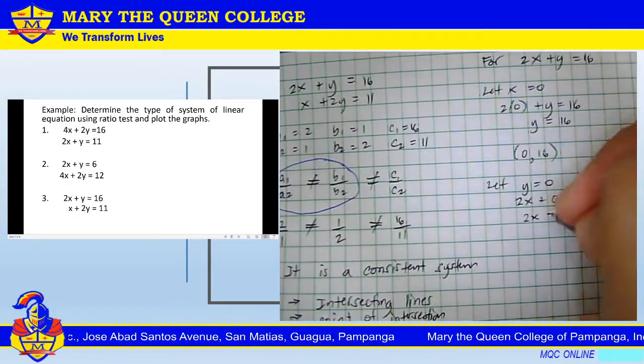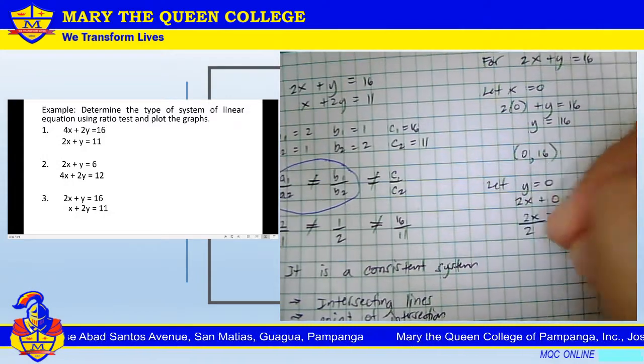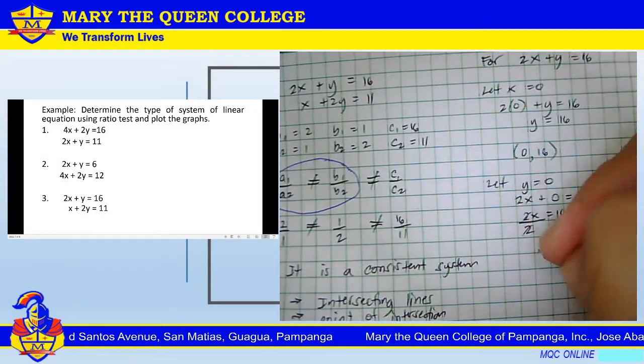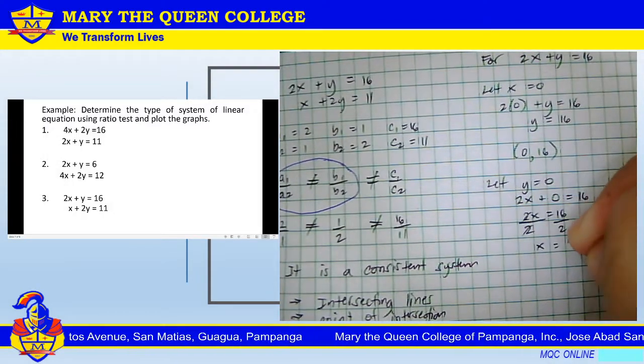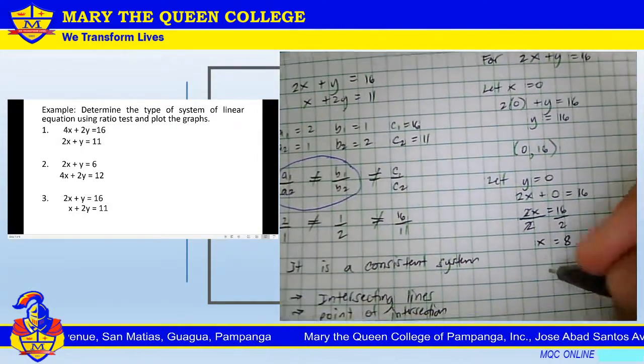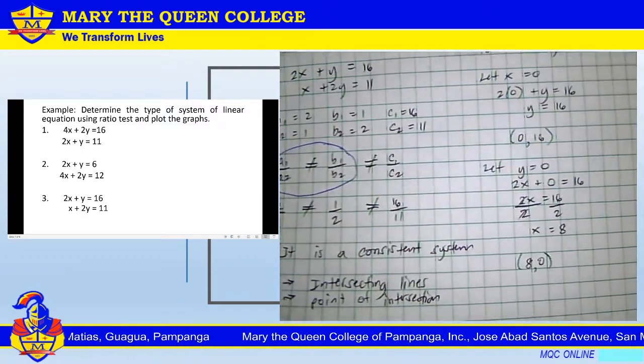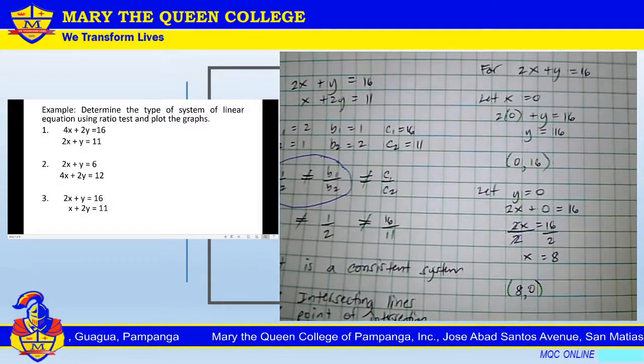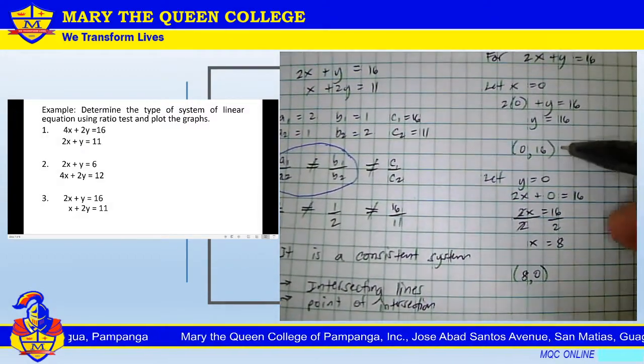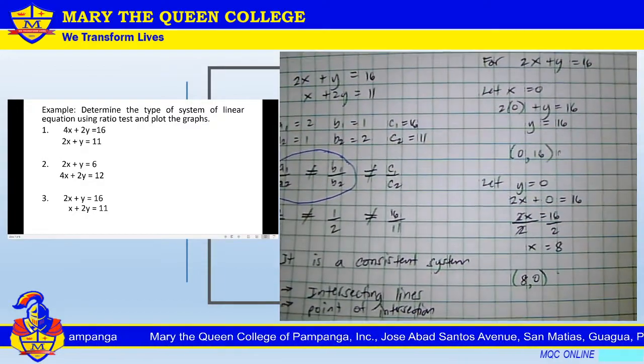So we have 2x is equal to 16, dividing both sides by 2. Cancel, cancel. So x would be equal to positive 8. Then you will get (8, 0). So that's how simple it is. Okay? So you now have two sets of points for our equation 1.